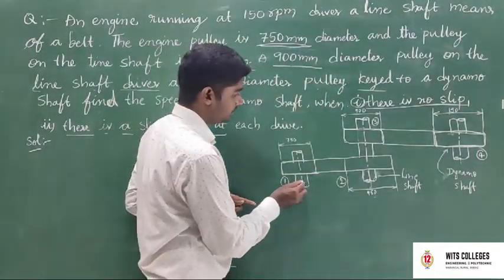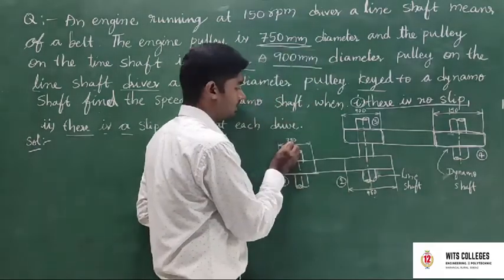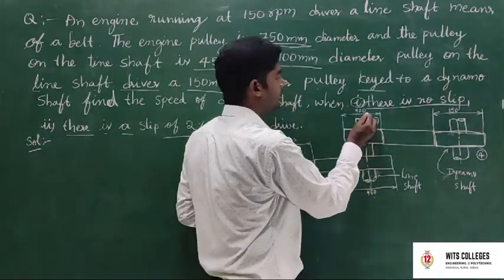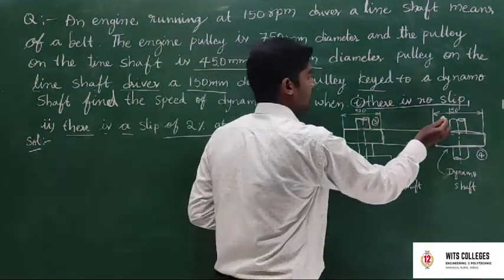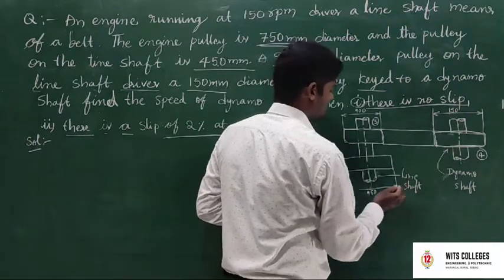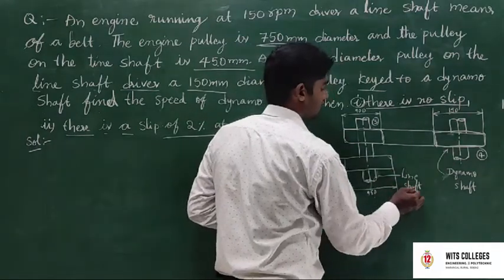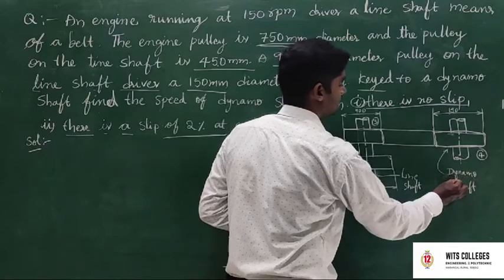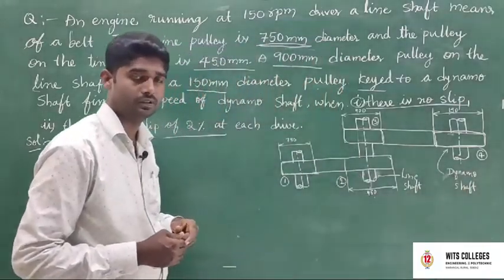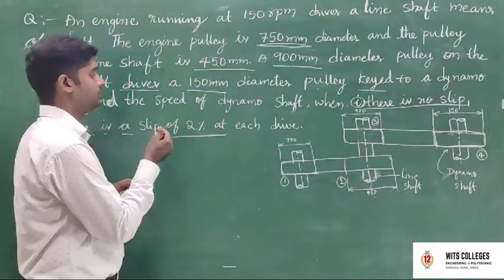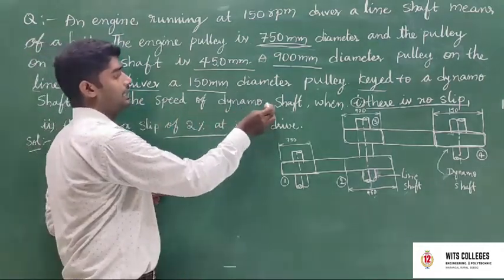First one is 750, second one 450, third pulley is 900, and the last one is 150. This intermediate one is the line shaft, and the last one is the dynamo shaft. In this question, find out the speed of the dynamo shaft.